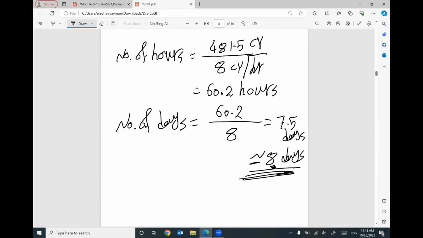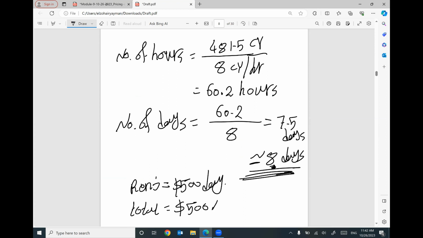So I will call the contractor for equipment. He will say, for example, the rent of this equipment equals maybe $500 per day. I need this equipment for 8 days, so the total cost of the equipment will be $500 times 8 days, which will give you, I think, $4,000 just for equipment. Does that make sense?